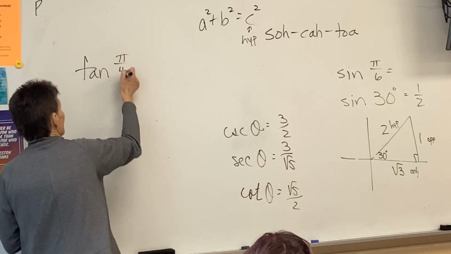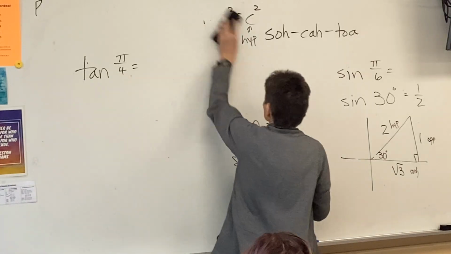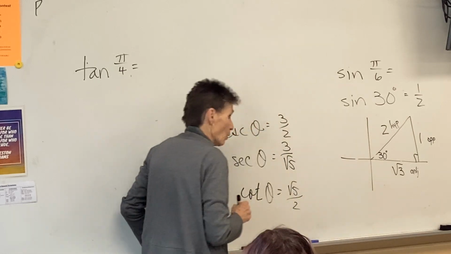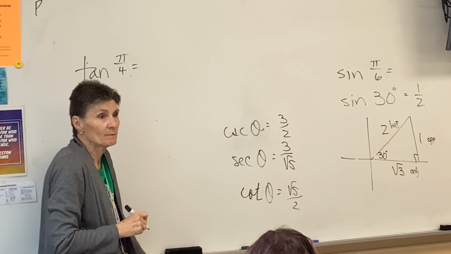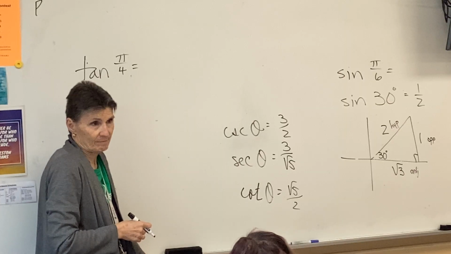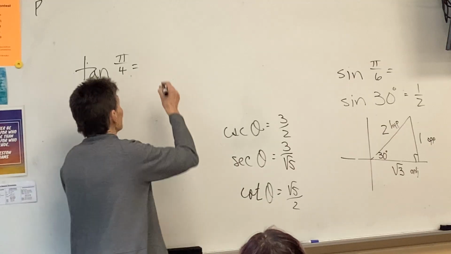Tangent pi over 4. What is the first thing you're going to do? 180 divided by 4. Remember, you will have a baby calculator to help you with that arithmetic. But you'll probably have it memorized by the time you get to the quiz. 180 divided by 4 is 45.